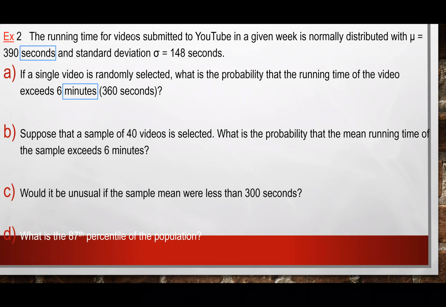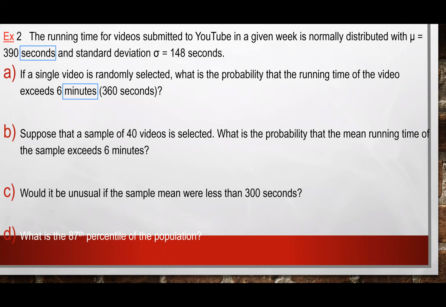So looking at this, do I need to adjust any of my standard deviation for A? Hopefully you say no, because we are not dealing with any sample, right? Let's say there's no B, no C, no D, this is the only problem you see. Based on this information, they ask you if a single video is randomly selected, what is the probability? In this case, we know that we're looking for something. What about this word here, exceeds? Do you agree that exceeds is more than 6 minutes, right?